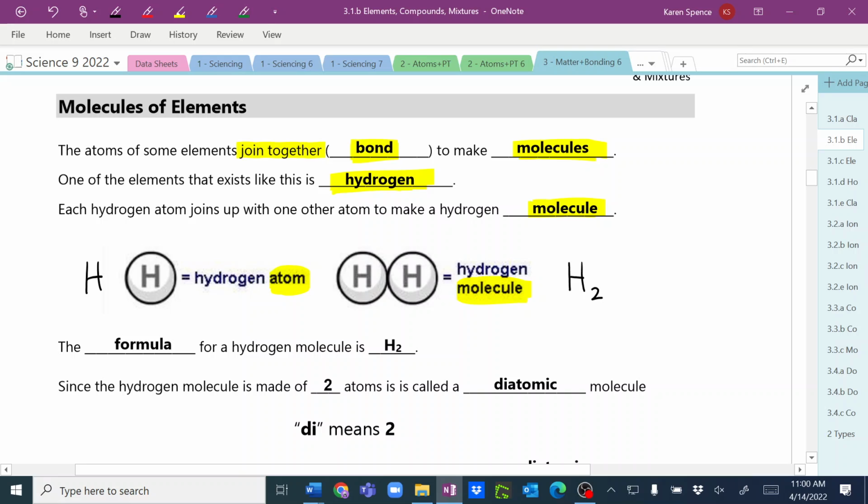I'll give you guys a minute to move. Yeah, it's totally fine.